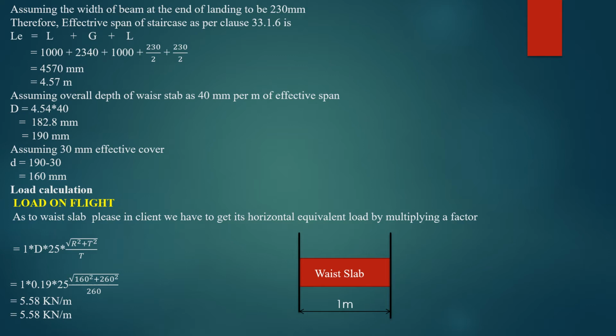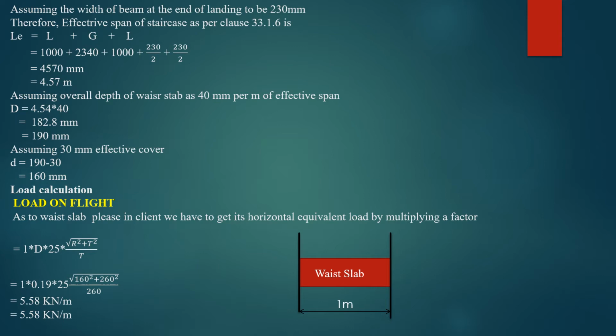As we already discussed, we are seeing this numerical of type 33C. As 33C, we need to consider it as a single slab, and the effective length is the center to center distance of the landing slab, the width of a beam present at the top and the bottom side, plus the going. So here 1000 plus 2340 plus 1000 plus 230 by 2 plus 230 by 2 gives us about 4570 mm, which is actually 4.57 meter.